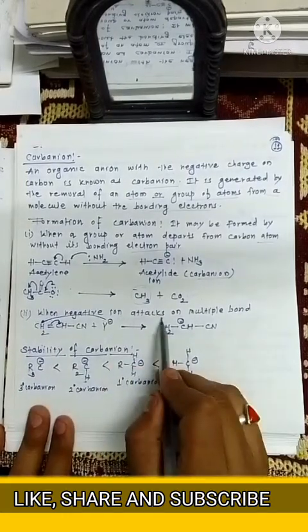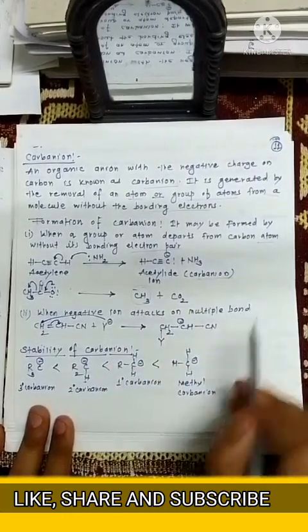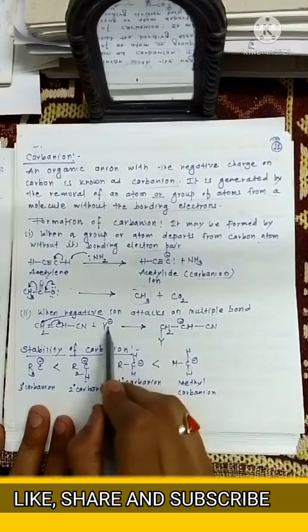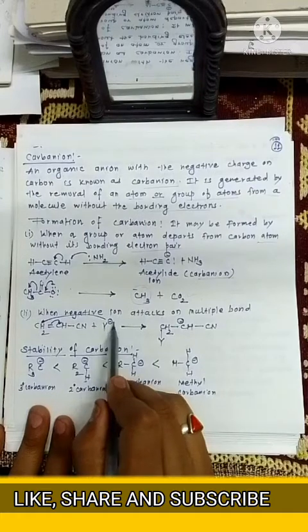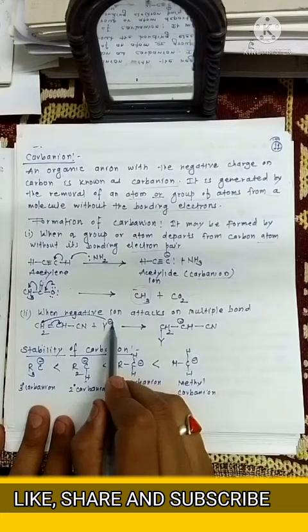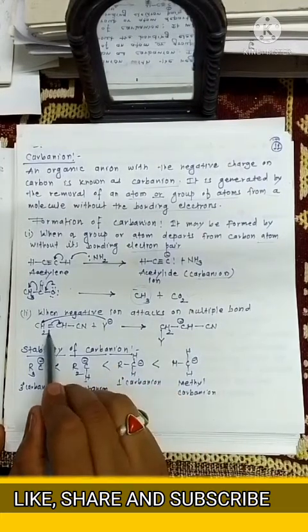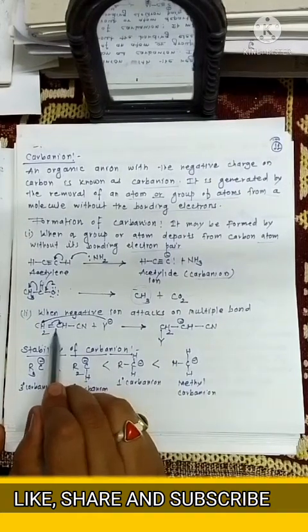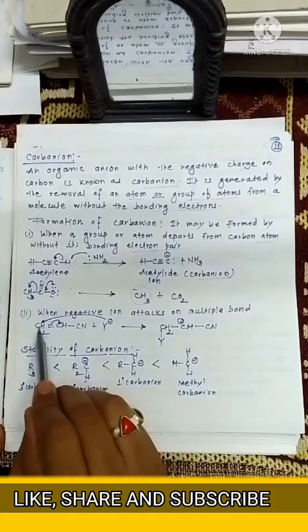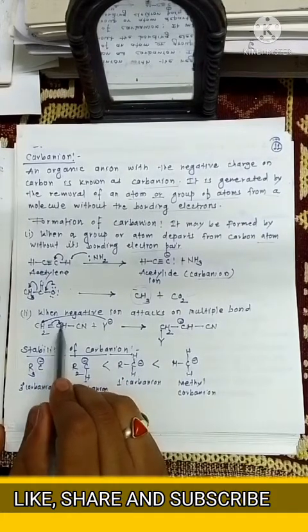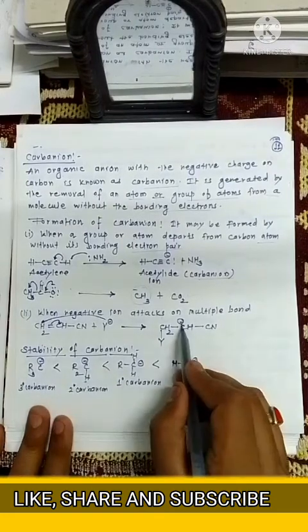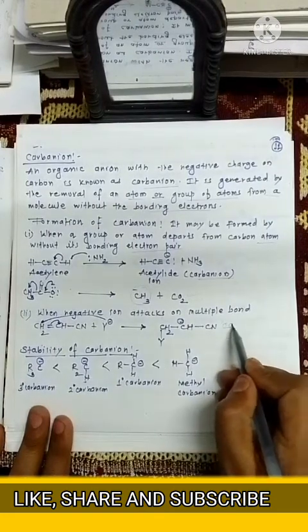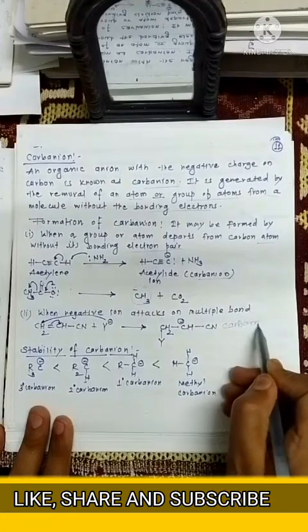When a negative ion attacks a multiple bond, suppose Y minus is a negative ion, and when it attacks a multiple bond, just see here is a double bond. So this Y minus attacks this carbon. Because of that, this electron pair shifts onto this carbon, and we get a carbanion.